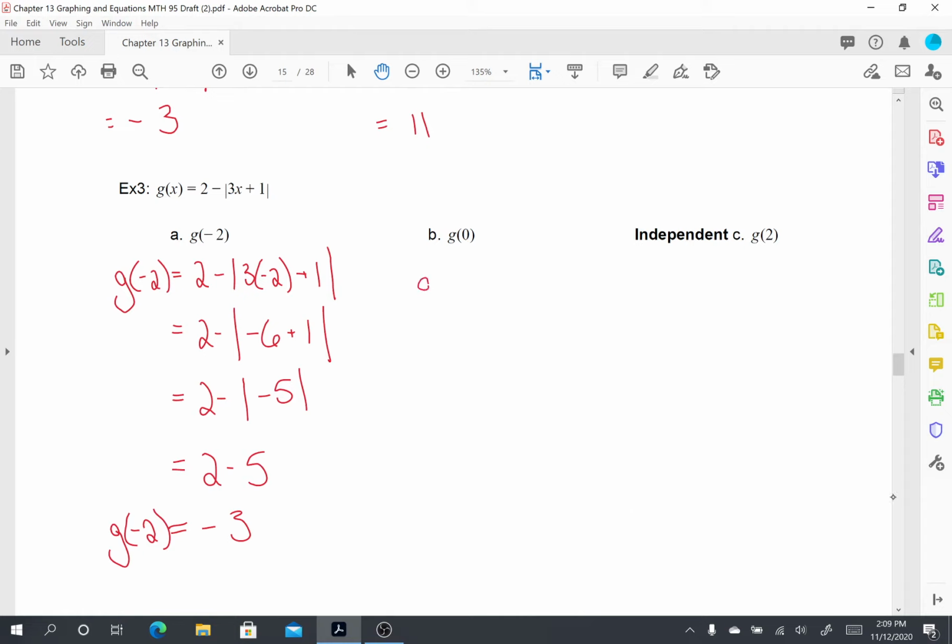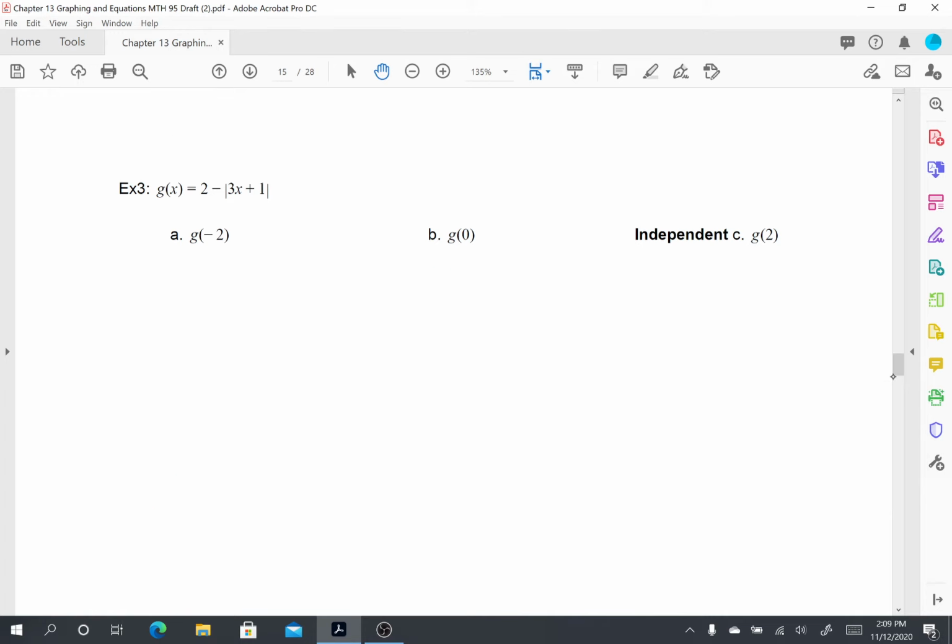All right, let's try this again. G of 0 equals 2 minus the absolute value of 3 times 0 plus 1.